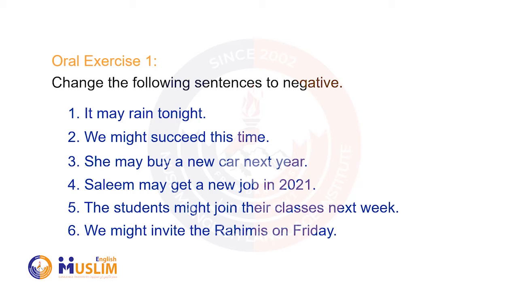Five, the students might join their classes next week. The students might not join their classes next week. And six, we might invite the Rahimis on Friday. We might not or mightn't invite the Rahimis on Friday.